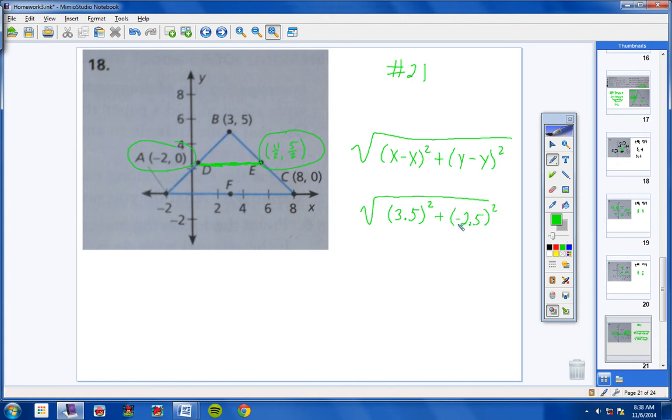Okay, now I'm going to square each of these. So 3.5 squared is going to be 12.25. Plus 2.5 squared is going to be 6.25. Okay, we're going to add these two together and we're going to get 18.5.